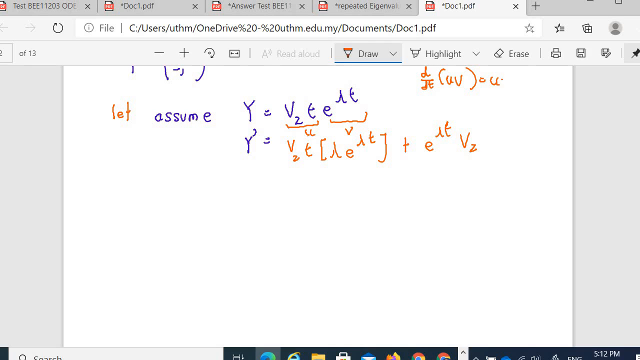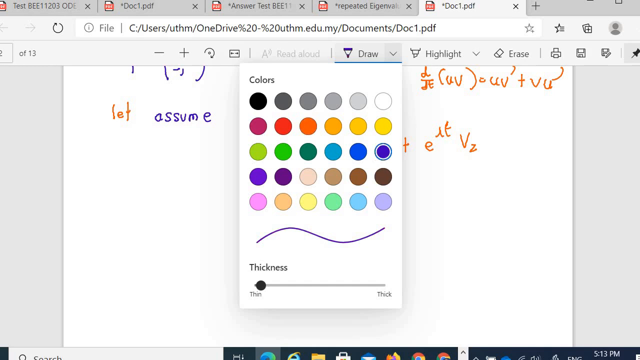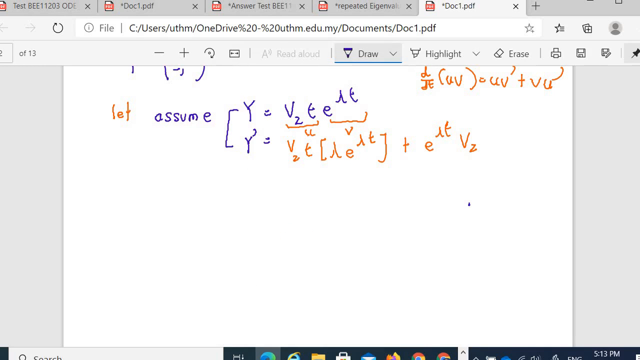You've got u v prime plus v u prime. So this is u, v2t. Differentiate the v, you get lambda exponent lambda t, plus v, which is exponent lambda t, differentiates the u, here you get v2. And the v2 is a constant eigenvector. So this is our y prime.